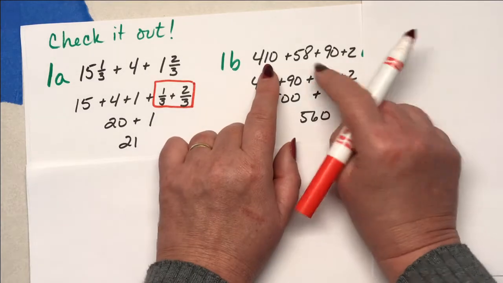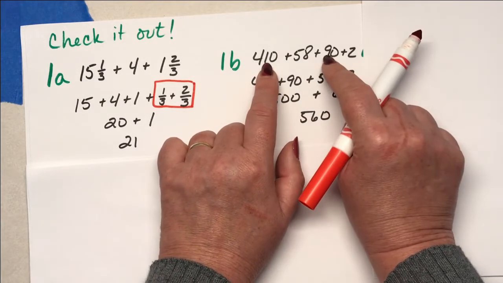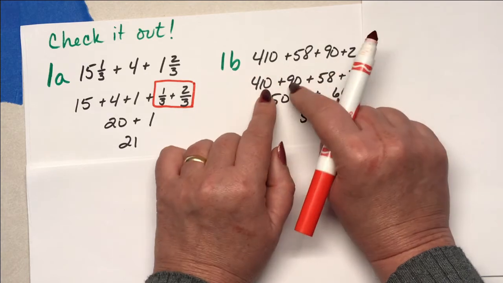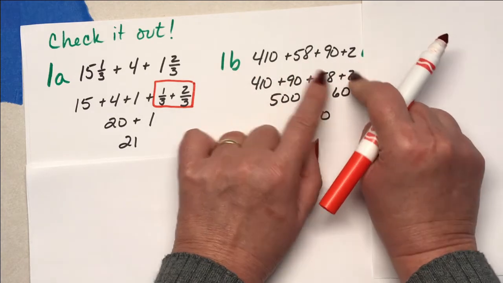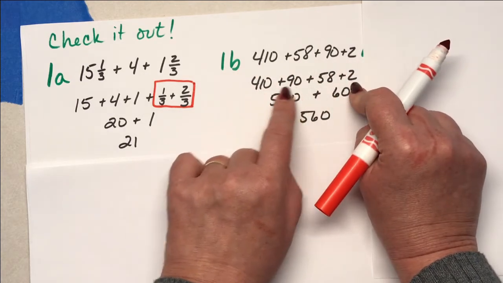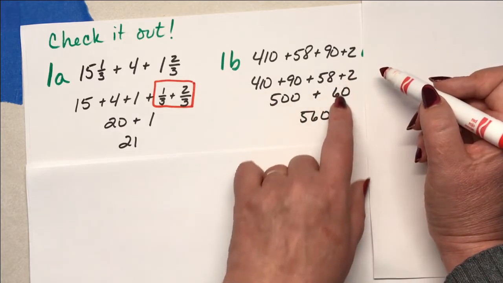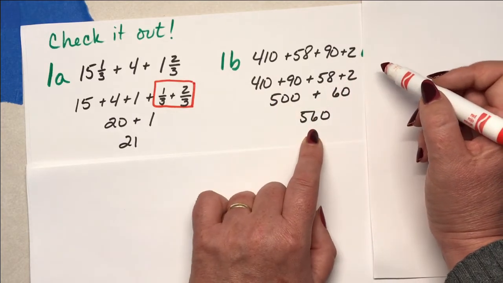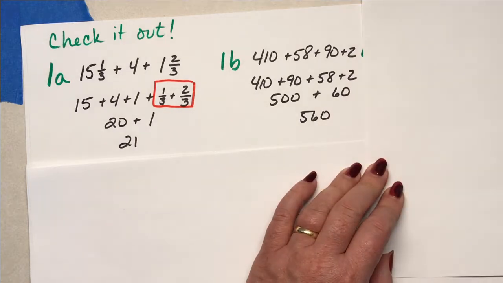1b, I see these numbers and I notice that 410 plus 90 is easy to add, and 58 plus 2 is easy to add. So when I group these two, I get 500, and these two I get 60, and that addition, I can do in my head.